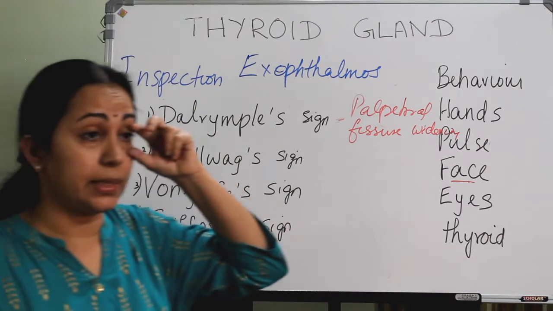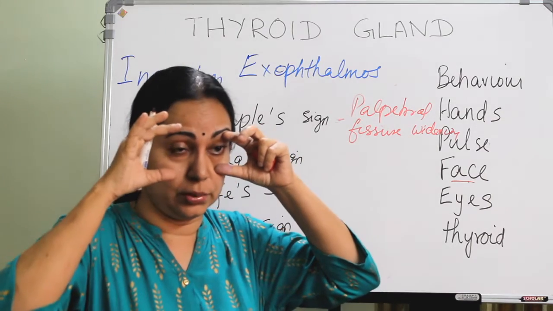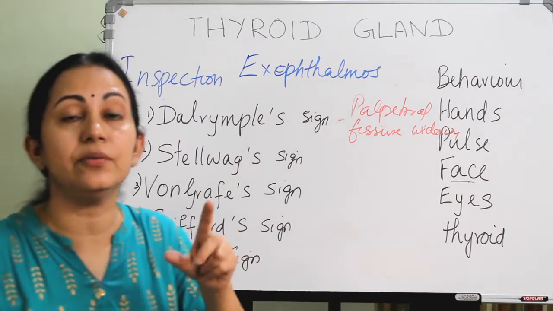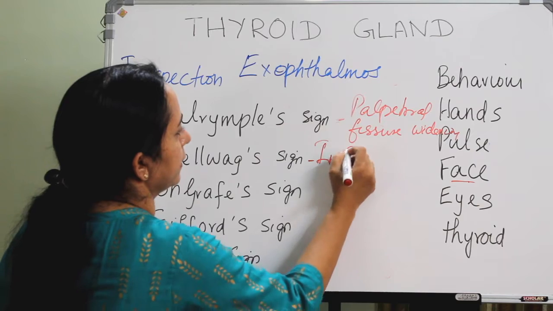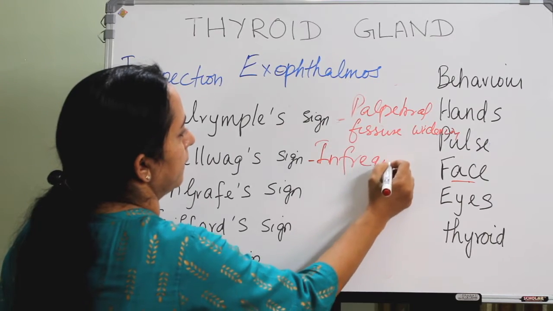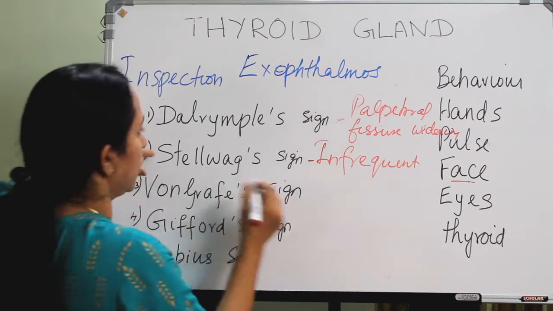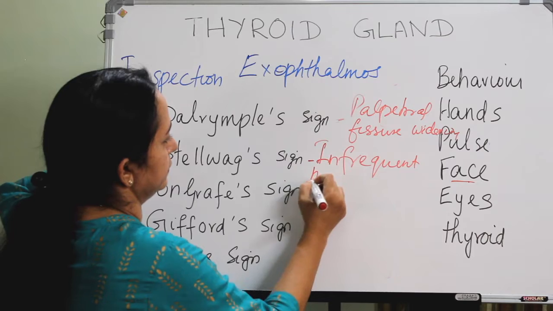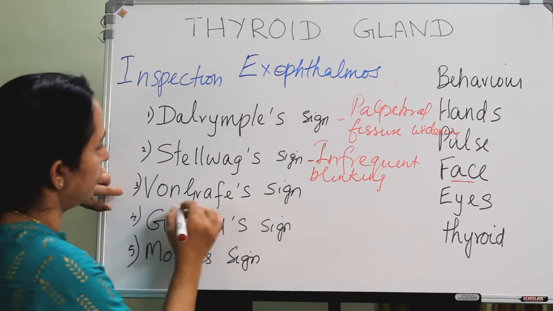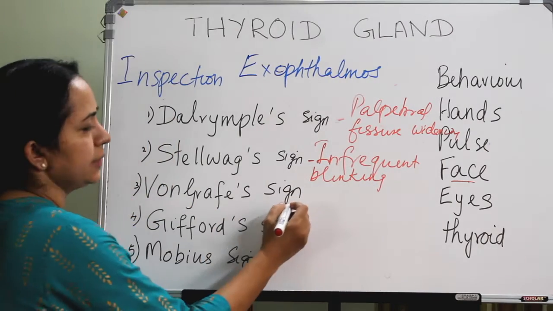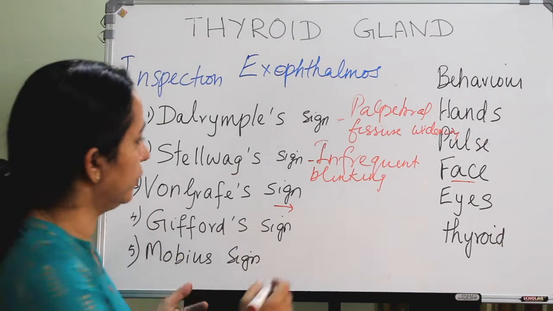So you will get a staring look, and also there will be infrequent blinking, and that is called the Stellwag sign. Okay, and what is von Graefe sign? This is lid lag. What is that?